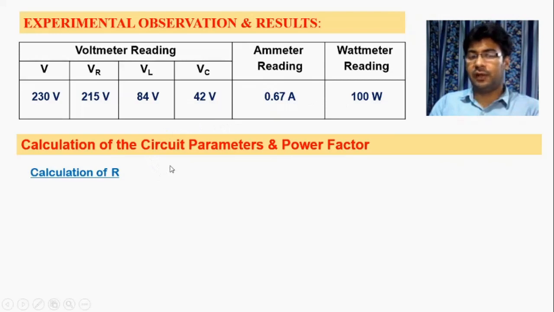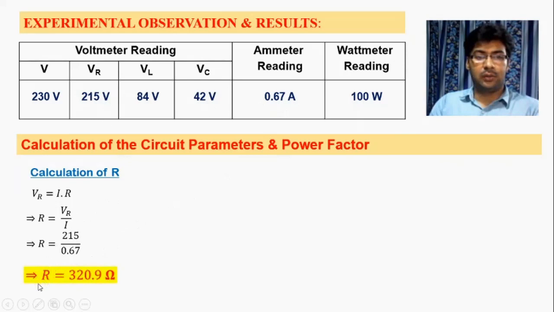To calculate the value of the resistance, we can use Ohm's law. So from this formula, we can find out the value of R, that is VR by I. VR is 215 volt and I is 0.67 ampere, and we will get the value of R is 320.9 ohm.